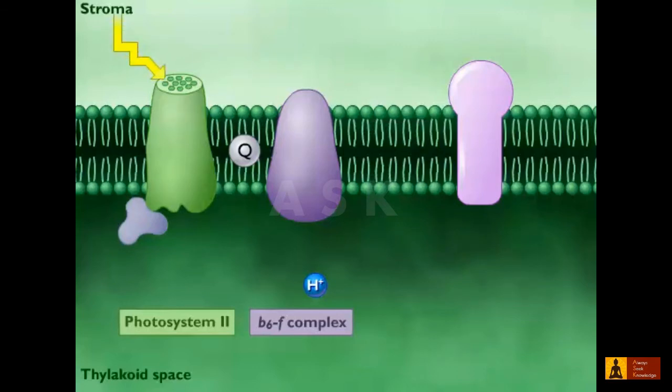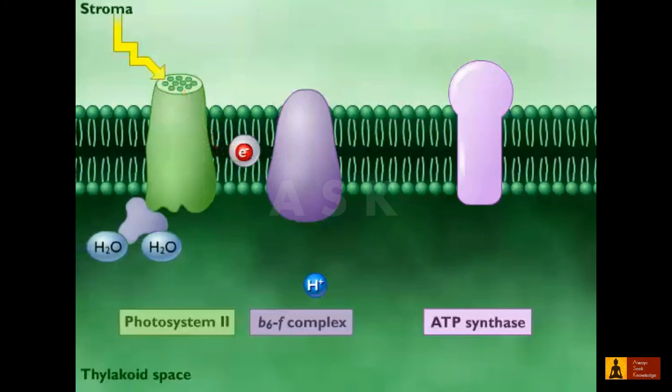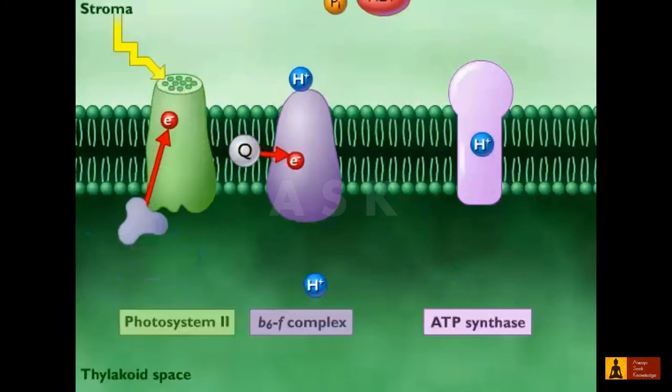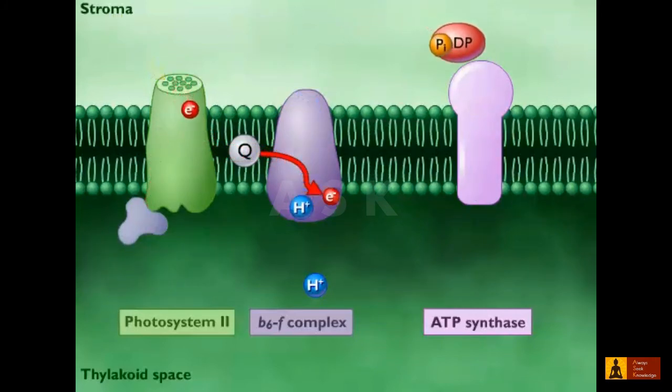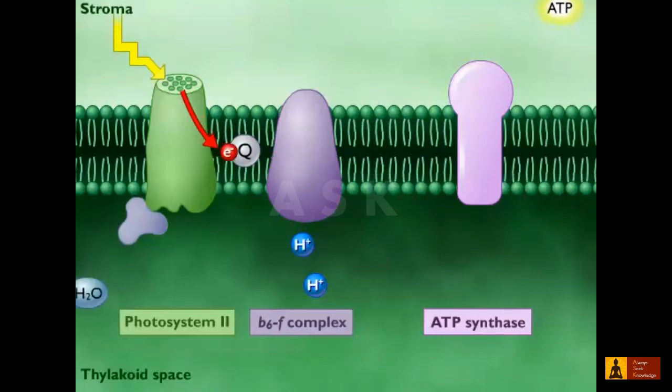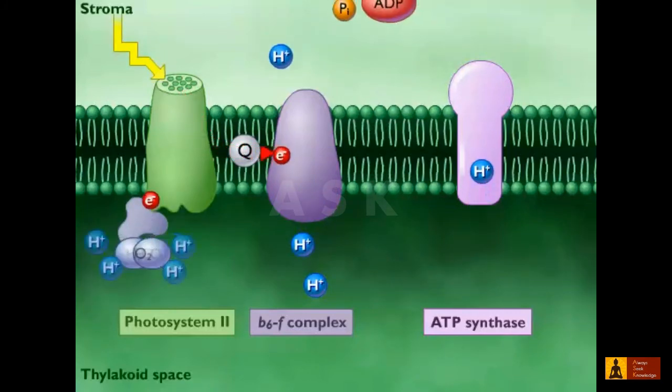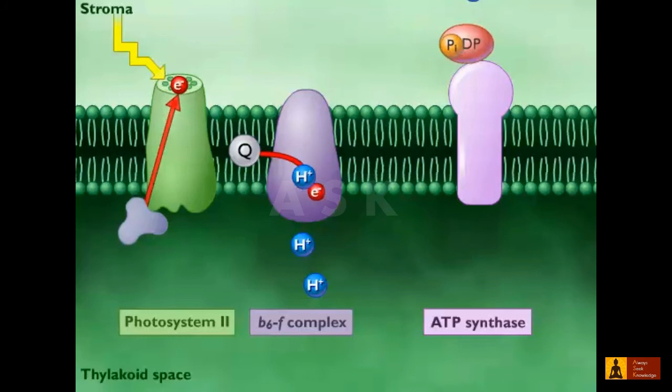Because the thylakoid membrane is impermeable to protons, the protons in the stroma must pass through the channels provided by ATP synthase. As protons pass through, ADP is phosphorylated to ATP and released into the stroma. This process for making ATP is referred to as photophosphorylation.